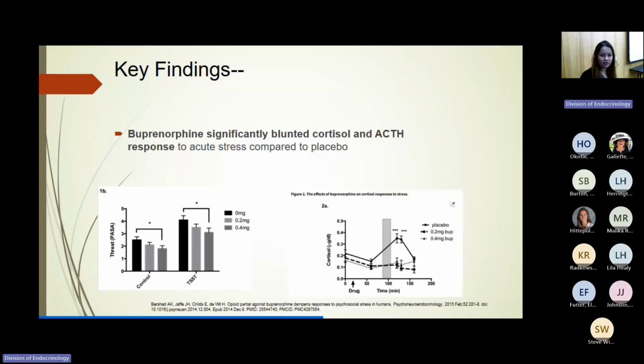And then there was another diagram showing the effects of buprenorphine on cortisol responses to stress. They plotted this graph based on how they measured cortisol at different time points after the dose was given. You can see that with placebo, at the time the dose was given, the cortisol level rose after the stress was given, and then started coming down, which was dampened in both the 0.2 milligram dose as well as the 0.4 milligram dose.